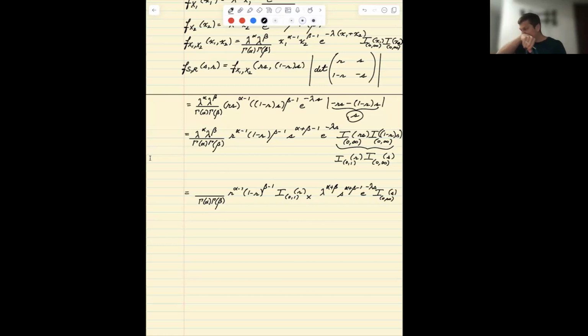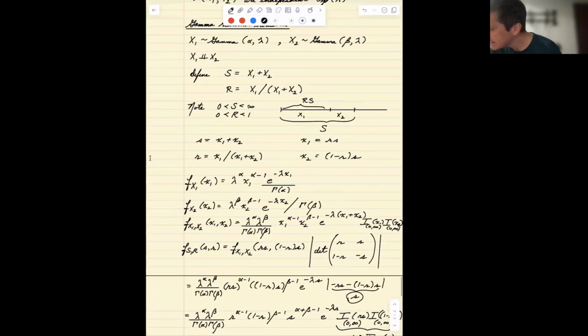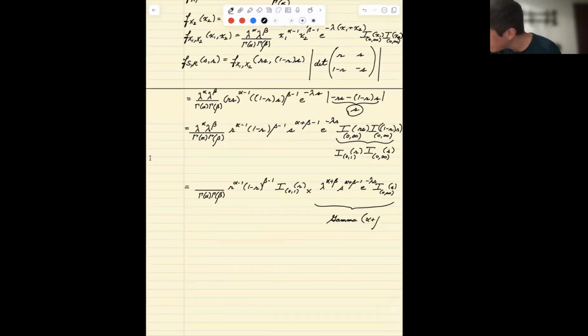And so we do have a product. One is in terms of S, one is in terms of R. And what's missing here is this looks like the density of a gamma with shape parameter alpha plus beta and intensity lambda, except it's missing the denominator of the gamma function evaluated at alpha plus beta. So if we put that in, we have to get rid of it elsewhere, so let's put it up here.